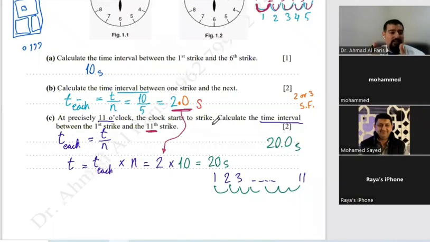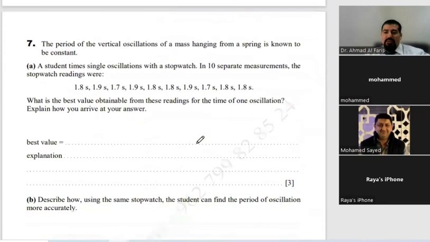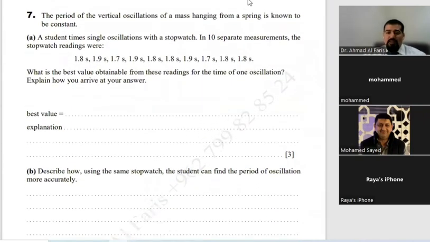Okay, is it clear? Shakir, Muhammad, Sahar, is it clear? Any question? Okay, good, you are welcome. Let's move on to another question, question 7 here. Okay, what do we have?